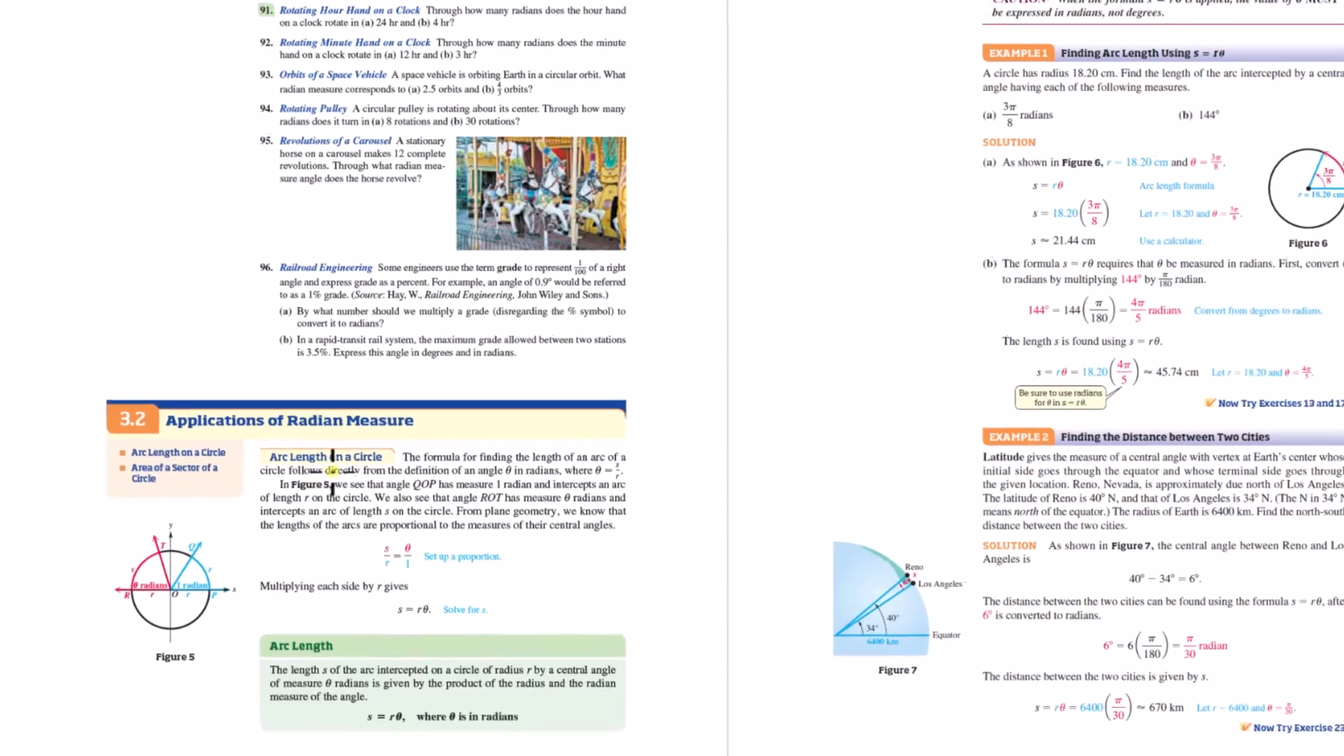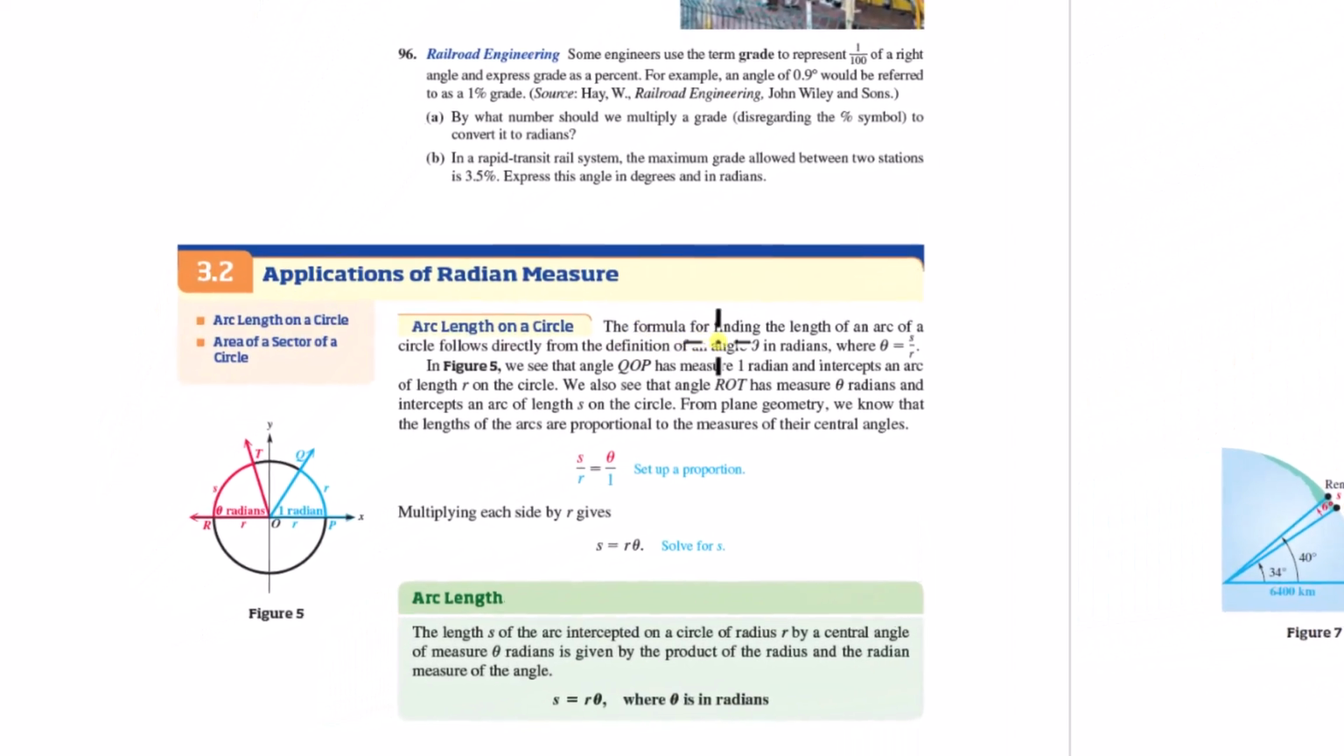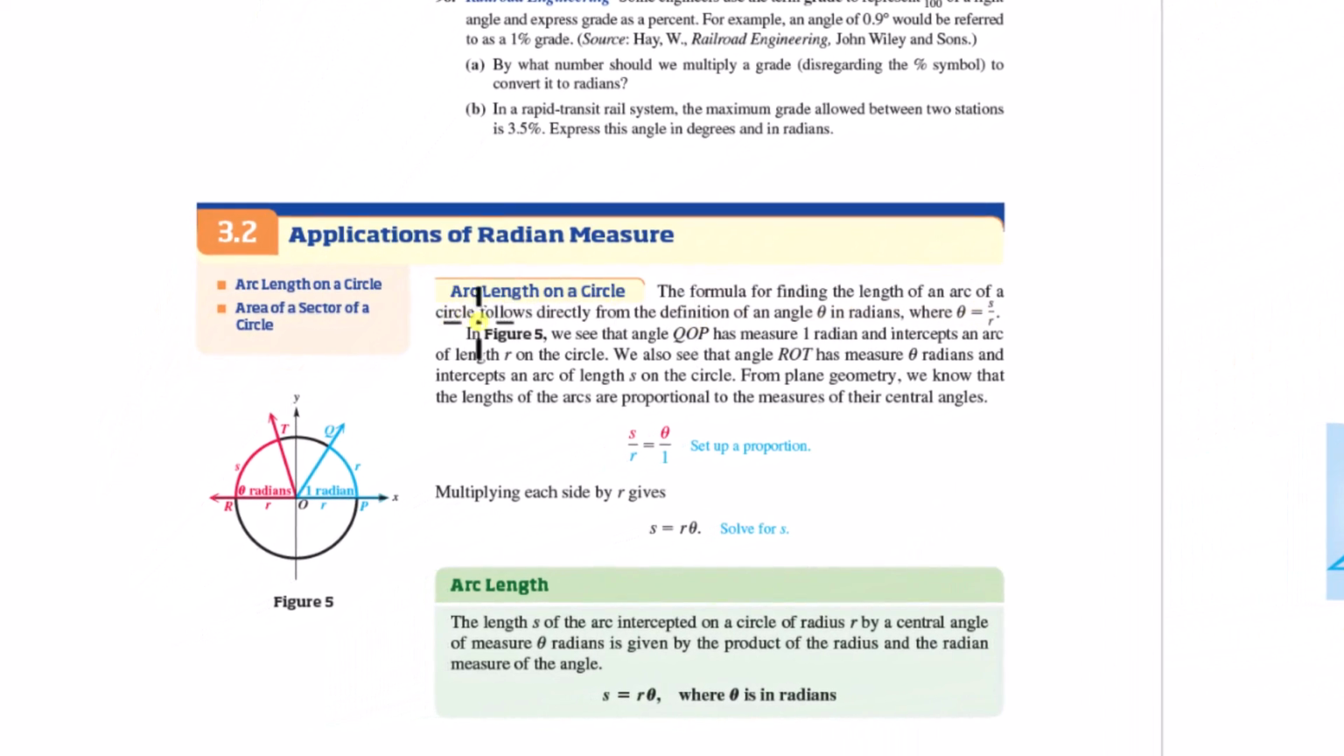Okay, arc length on a circle. The formula for finding the length of an arc of a circle follows directly from the definition of an angle theta in radians, where theta is equal to S over R. So this is the definition of radians, right? You have an arc length of a circle, S, and you can associate with that arc length an angle that has its vertex at the center of the circle, and that angle sweeps out that arc length.